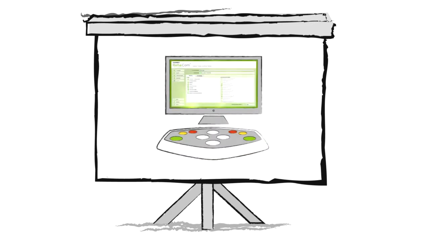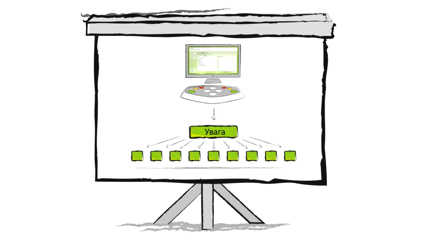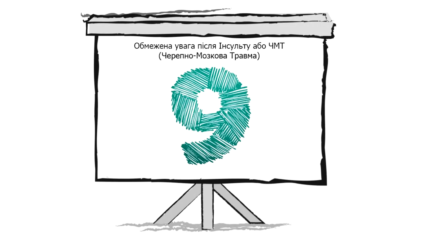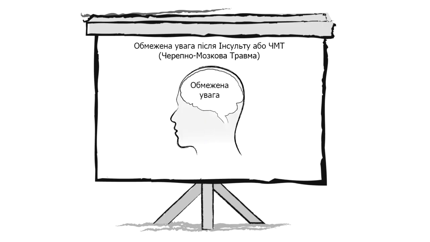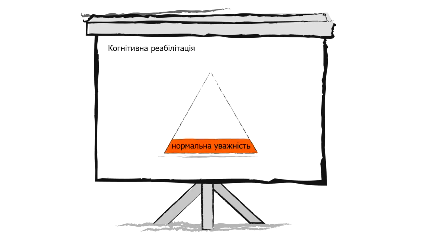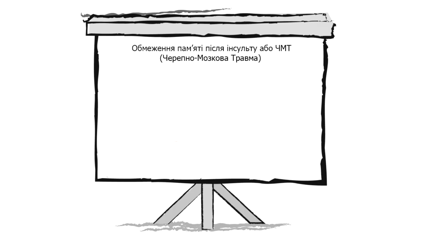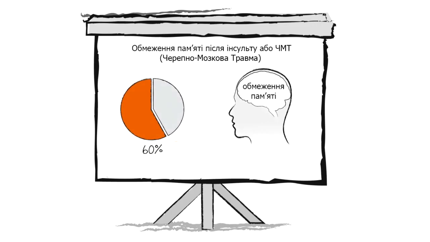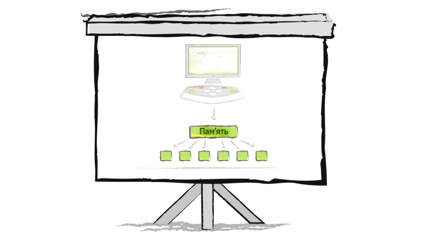In total, RехaKom delivers 9 attention modules. This large number of modules is necessary because attention deficits are most common after stroke and TBI. Nearly 80% of patients suffer from attention deficits, and a good working attention level is the base for all continued cognitive therapy. The next frequently encountered deficit is a loss in memory. 60% of patients have this problem. In RехaKom, you will find 6 modules for memory therapy.